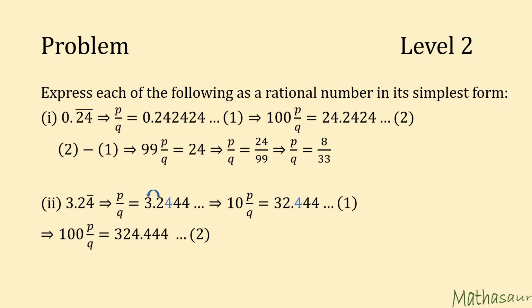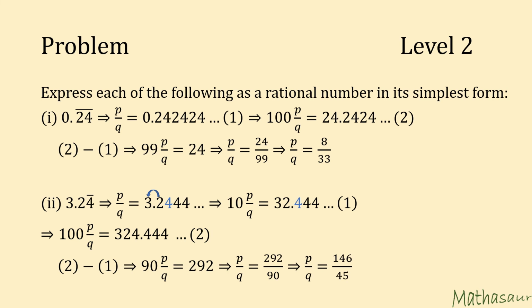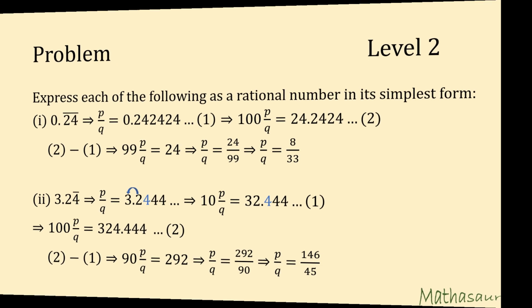So we get 100 times P by Q is equal to 324.444 and so on. Let us subtract 1 from 2. And we get 90 times P by Q is equal to 292. Let us cross multiply and simplify. We get P by Q is equal to 146 divided by 45. We have expressed both the decimals as rational numbers.